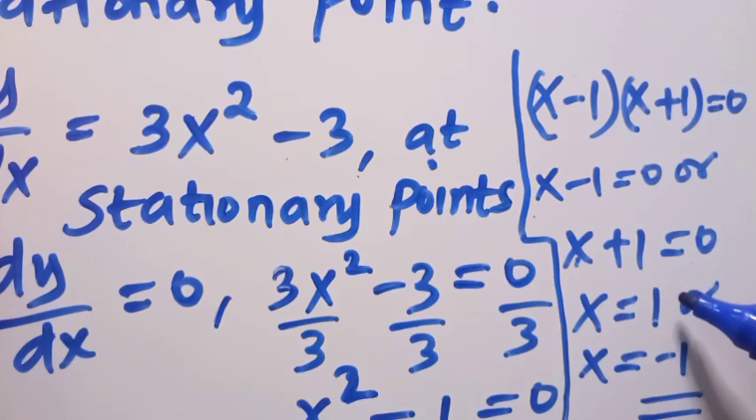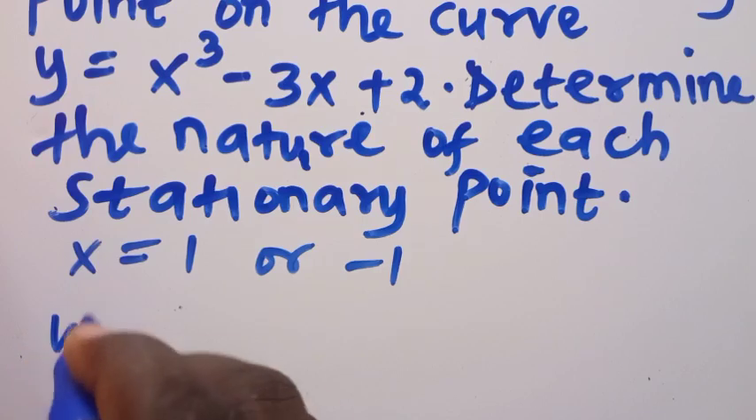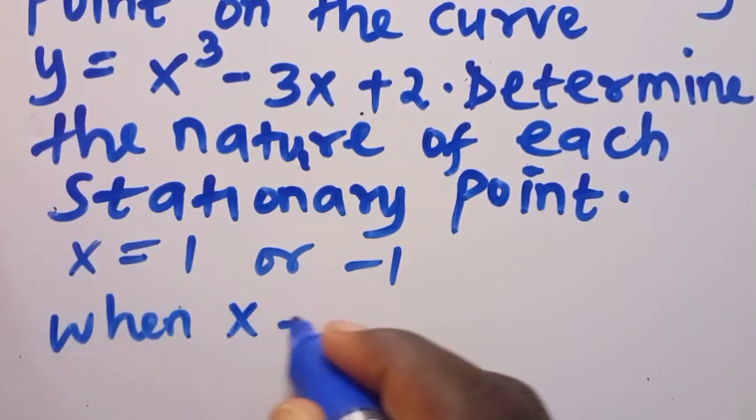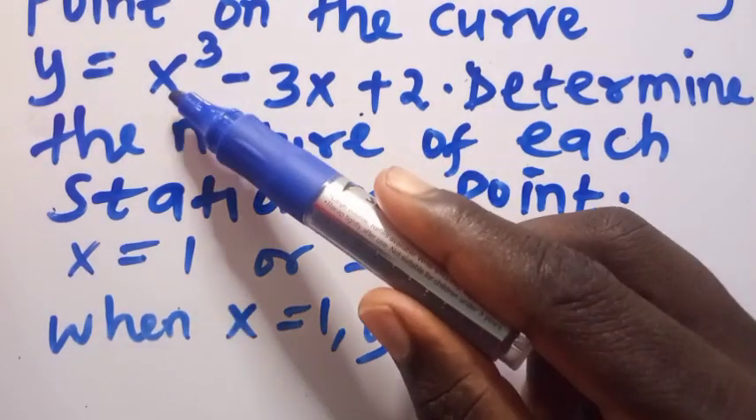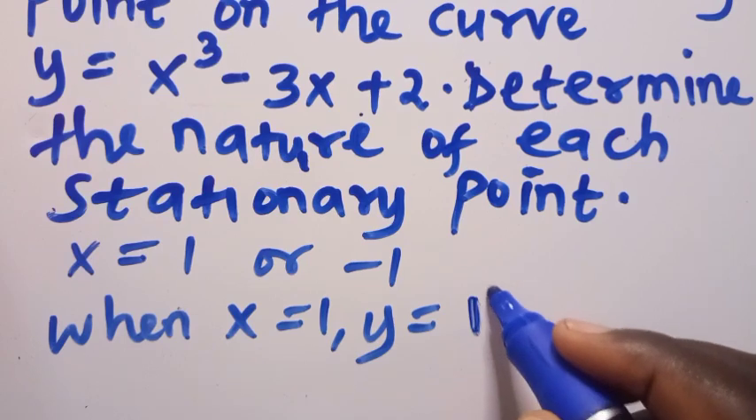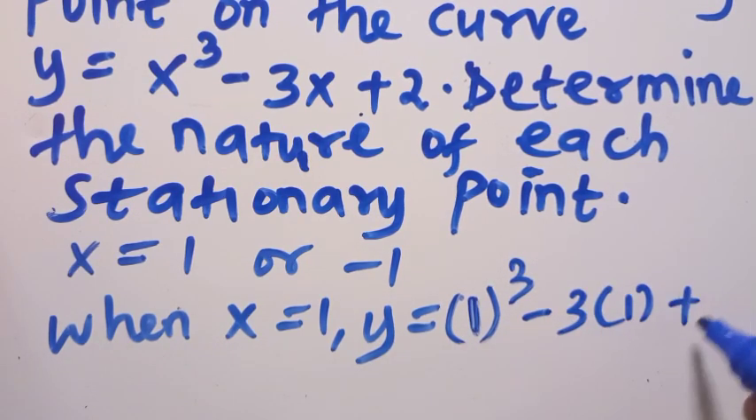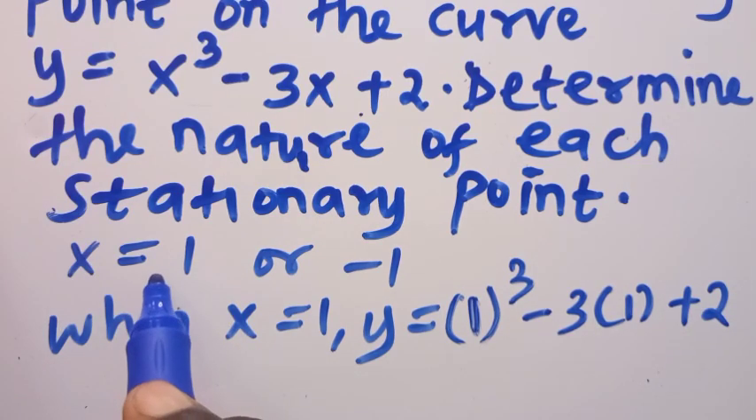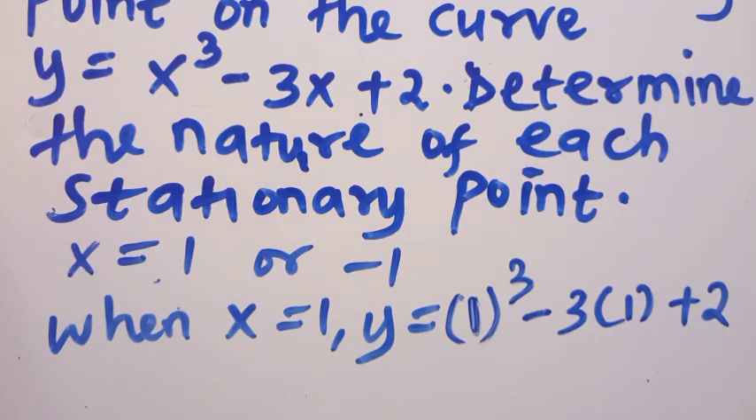Now, we need to obtain the value of y when x is 1 and also when x is negative 1. Now, when x is 1, what is our y? Our y will be, instead of x, we shall have 1. So it will be 1 cubed minus 3 into 1, then plus 2. So we have substituted this value of x in our original equation, that is the equation of the curve.